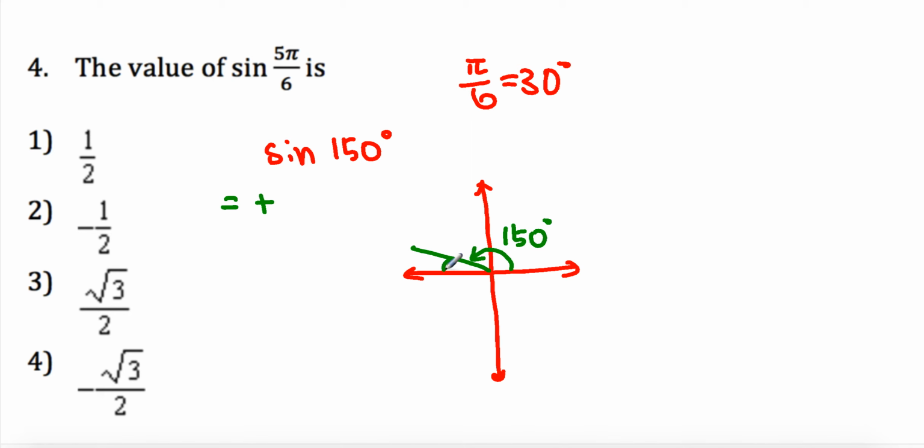And then what's the reference angle? That would be 180 minus 150, which is 30 degrees. So we know that sine of 150 is equal to positive sine of 30 degrees. Then what's sine of 30? That's 1/2. So our answer is choice 1.